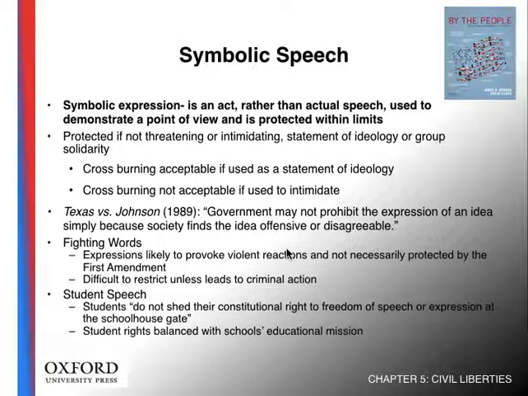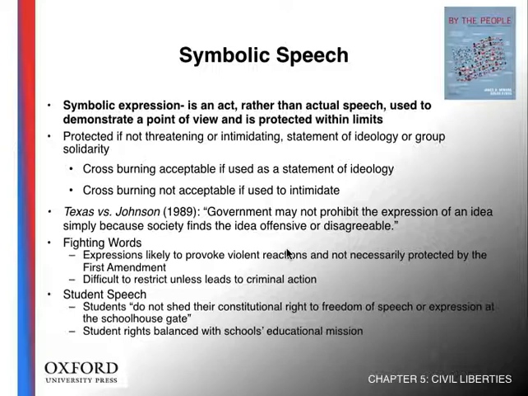Symbolic speech is an expression, an act, rather than actual speech itself, which demonstrates a point of view, and this is also protected within limits. So symbolic speech can be a MAGA hat, a t-shirt, a campaign t-shirt. It could be taking a knee before a football game. It could be burning a flag. So it's protected if not threatening or intimidating.